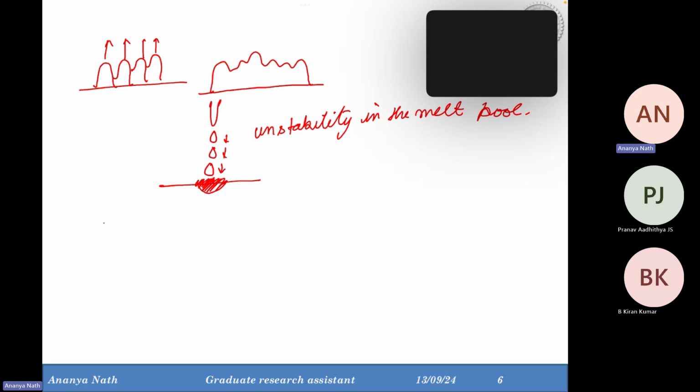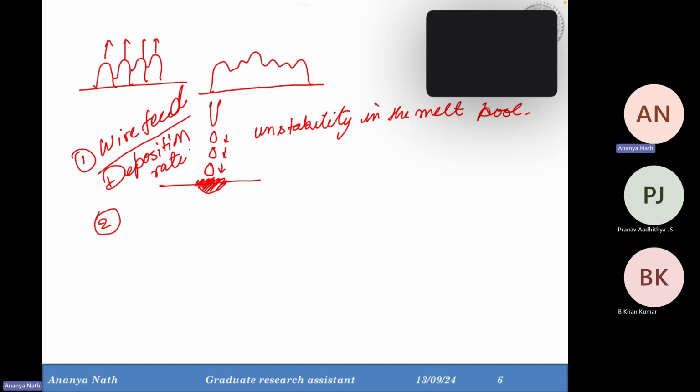So the next question is, what is the second process parameter? First, we have discussed the wire feed rate. And along with wire feed rate, I have also discussed the deposition rate, which was the other process parameter. What can be the next process parameter in WAM, according to you?